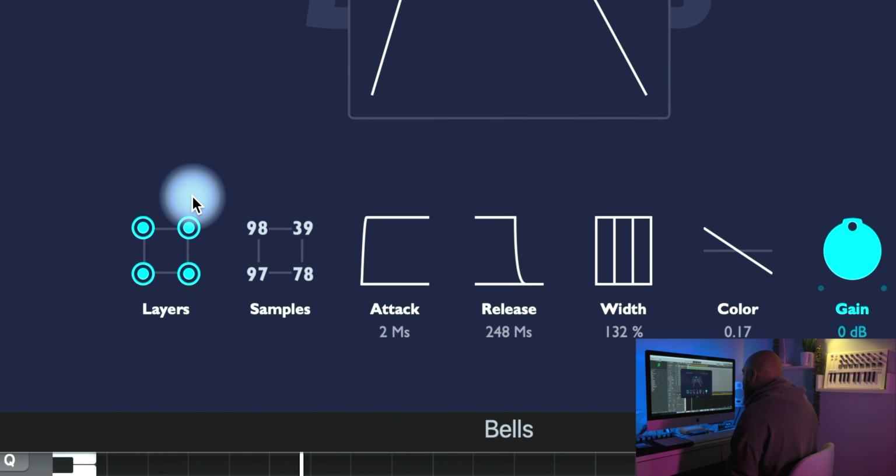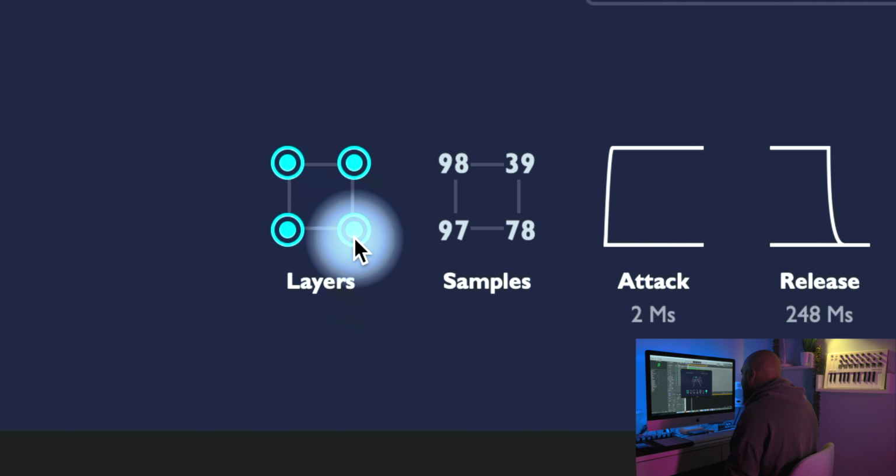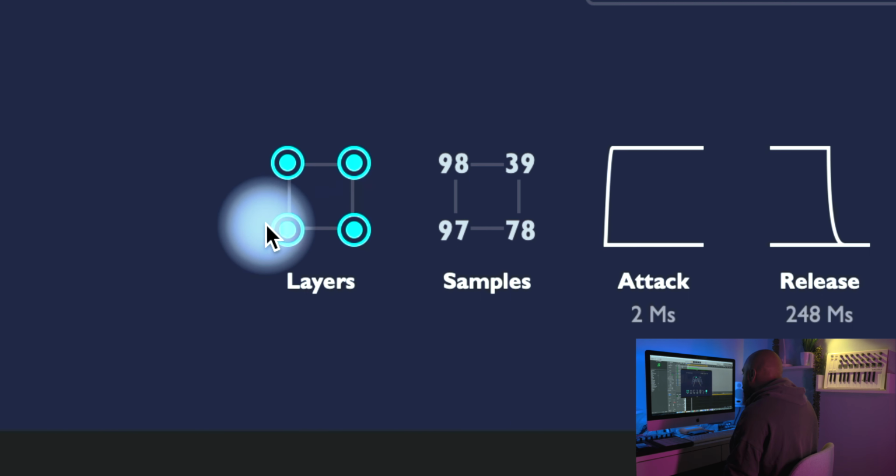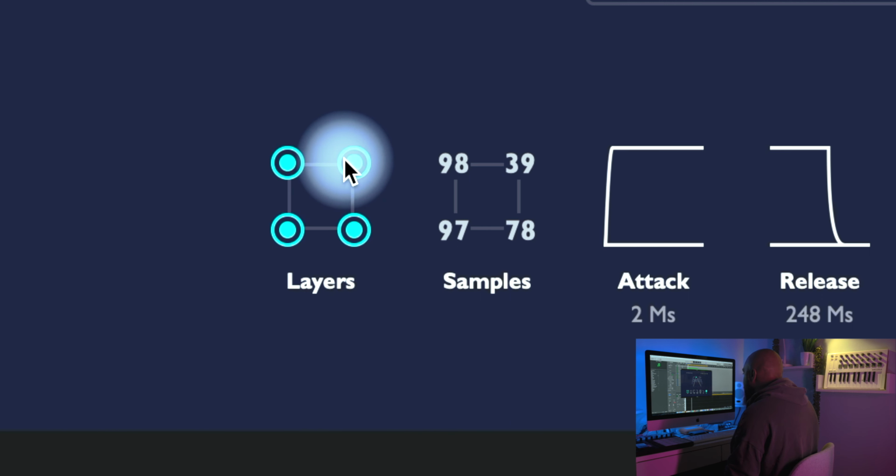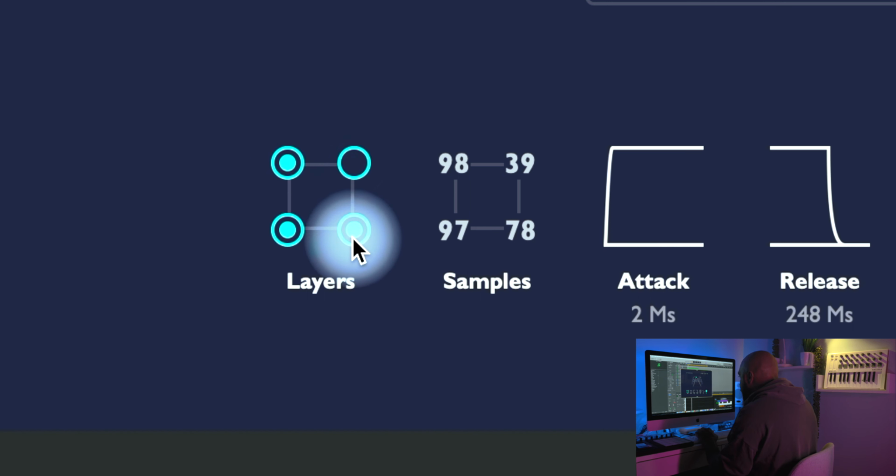You have your 4 layers down here. Each one of these dots represent a different engine, a different layer of sounds that you can add. When the dots are all highlighted, all of the sounds are going to play. If you unhighlight one of the boxes, that specific engine won't play. So right now in the top left corner, I have 1 layer playing.